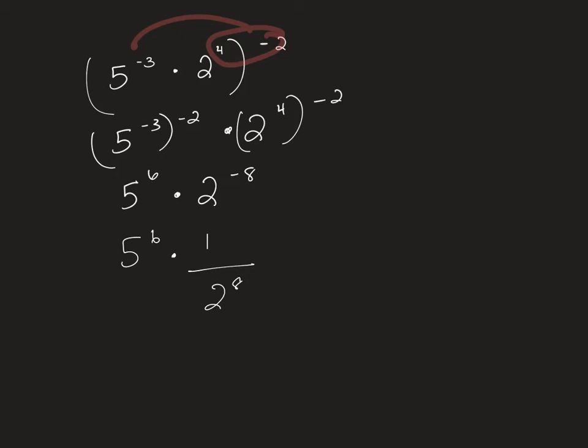Now, we know that anything times 1 is going to give us itself. So if I do 5 to the sixth power times 1, I'm left with 5 to the sixth power. And then we're left with 2 to the eighth power in the denominator. And that's as simplified as you can make your answer.